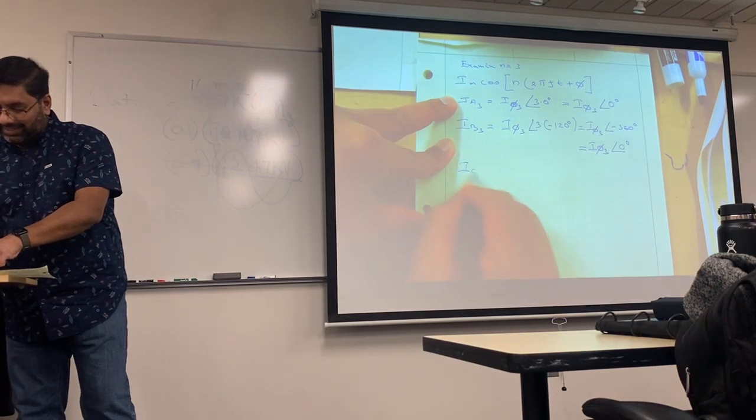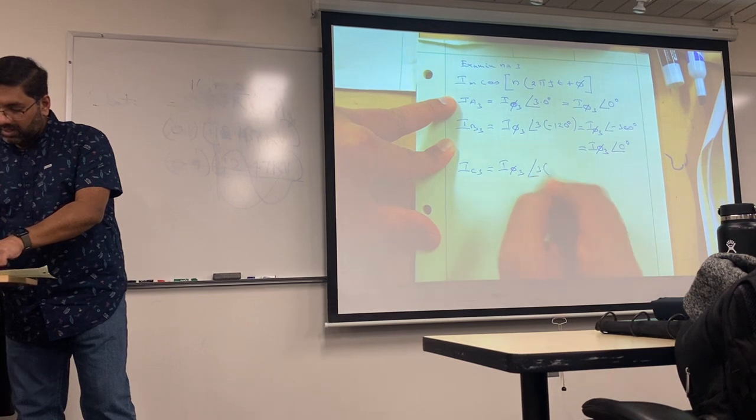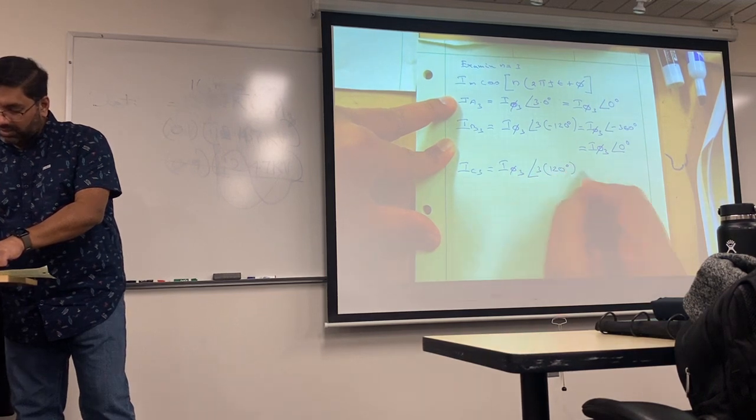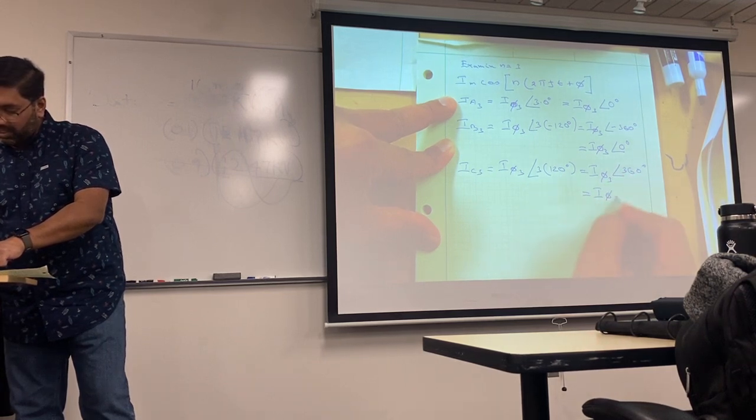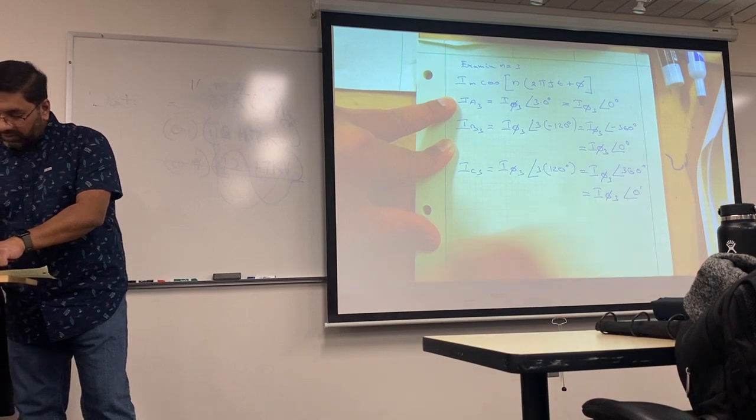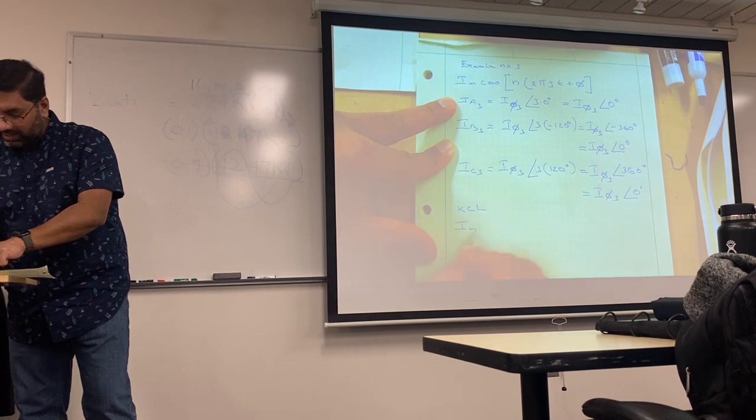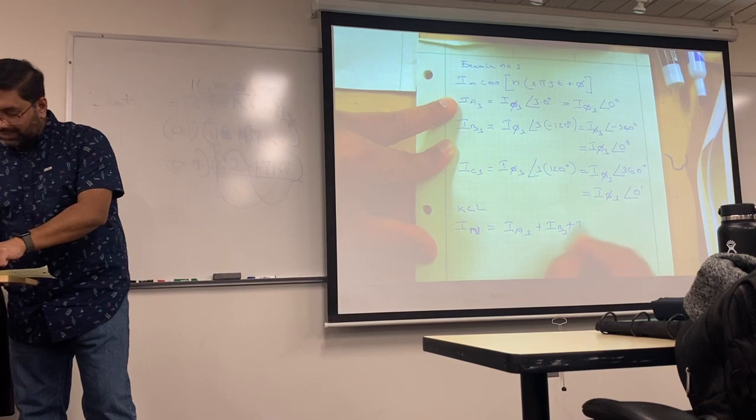And look at IC3, I3, 120 degrees, 360, which is again phase 3. Now if I look at my neutral, I have to apply a KCL here. My neutral current, let's go with caps, is the sum of IA3 plus IB3 plus IC3.